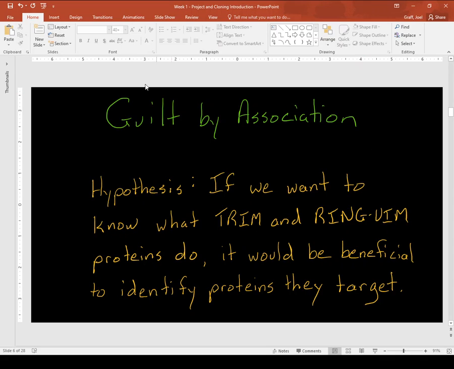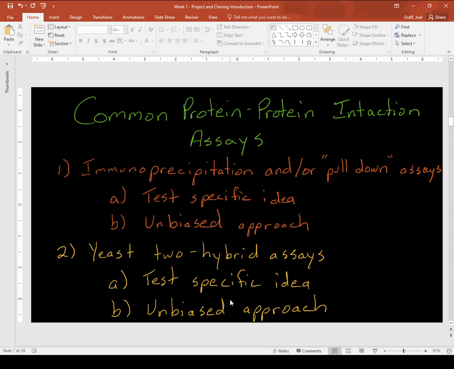So the overall hypothesis that we go with in my lab can be summed up as guilt by association. Our hypothesis, I'll just read this: if we want to know what TRIM and ring UIM proteins do, it would be beneficial to identify proteins they target. There are different methods that we use in my lab to identify protein-protein interactions. Some common interaction assays include immunoprecipitation and GST pulldown assays.